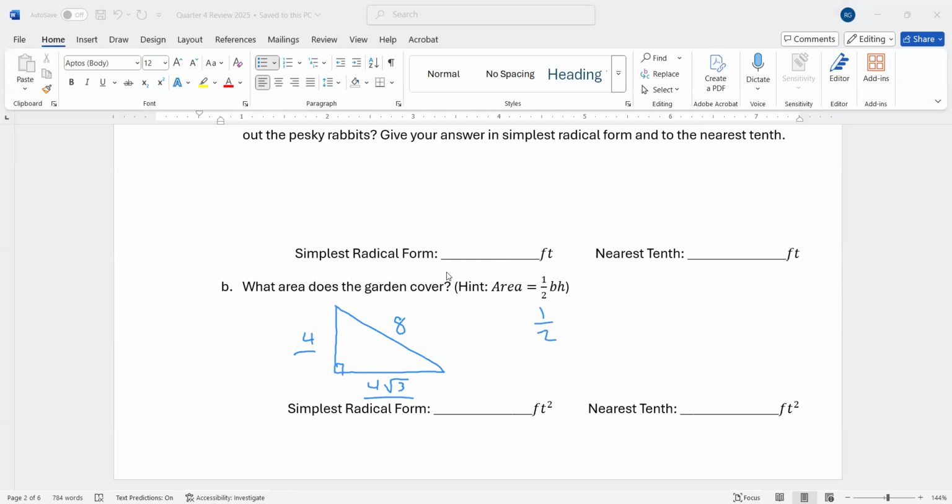So it's 1/2 times 4 radical 3 times 4. So all the numbers on the outside of the radical would be 4, 4, and 1/2. 4 times 4 is 16. Half of that is 8 radical 3. So the area of the garden in simplest radical form is 8 radical 3. To the nearest tenth, type that in your calculator, you should get 13.9, and that's feet squared.